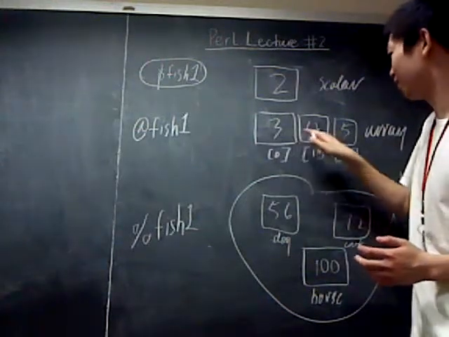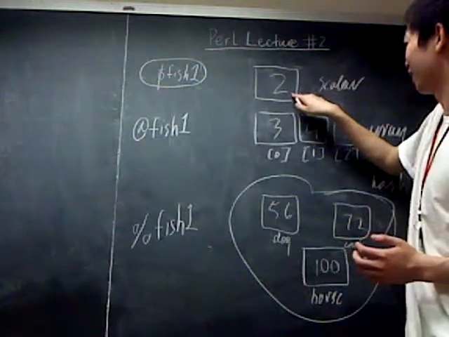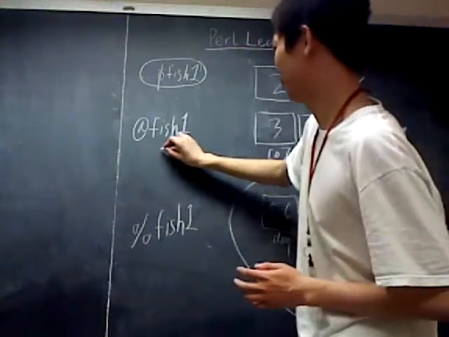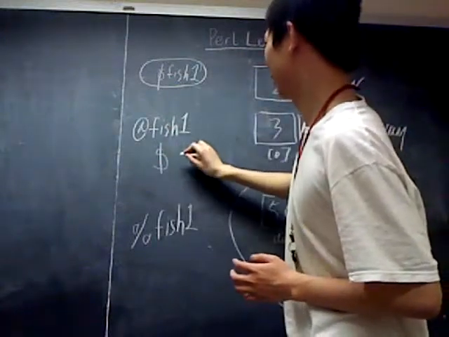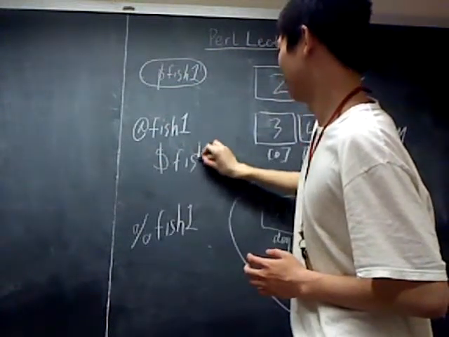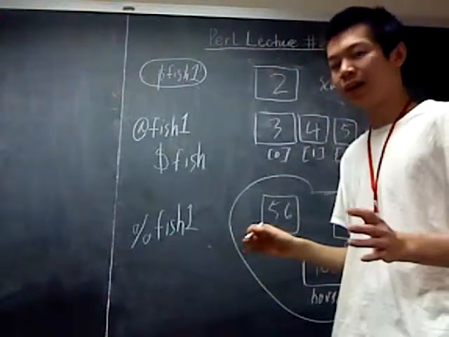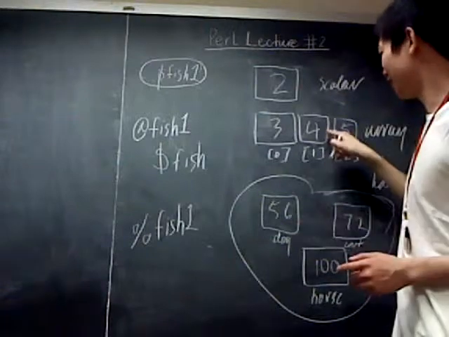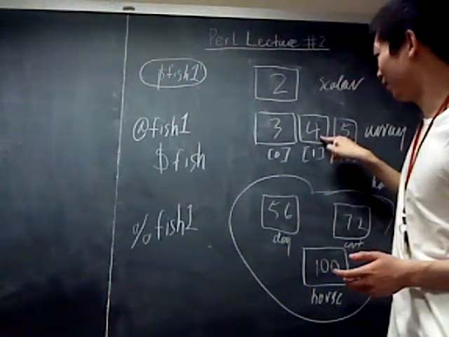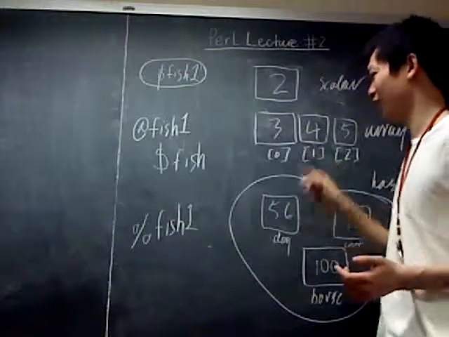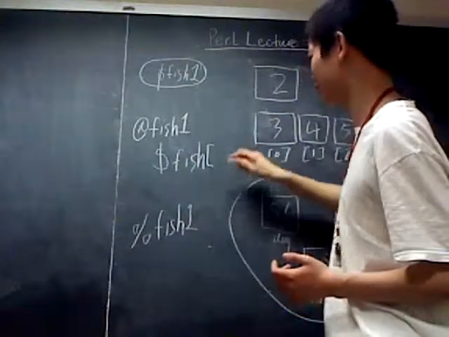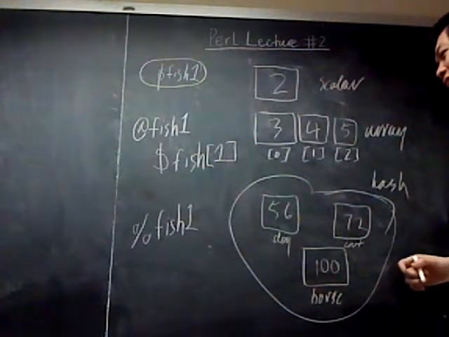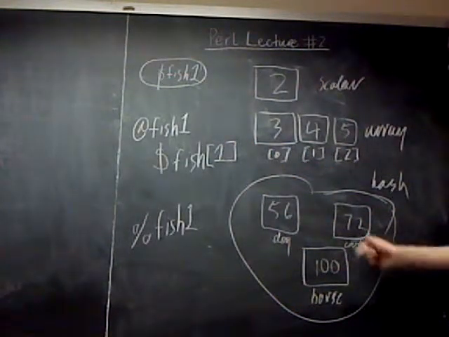Well, because each of these boxes are scalars, right? Here's a box, this is also a box. What we need to do is use scalar notation, $fish1, but to specify which value we want, we have to index. So let's say I wanted this 4. Well, how would I get this 4? I would just have to specify this index next to this scalar notation. Okay? Easy.